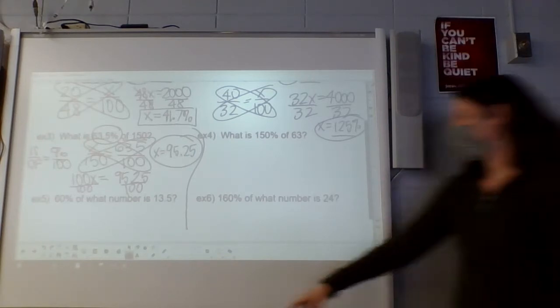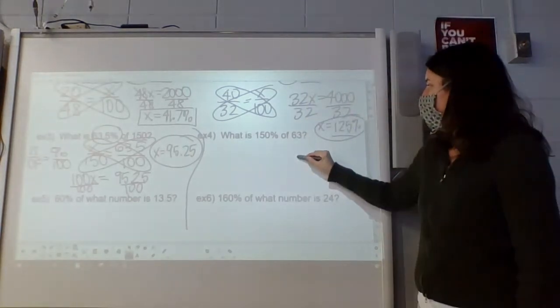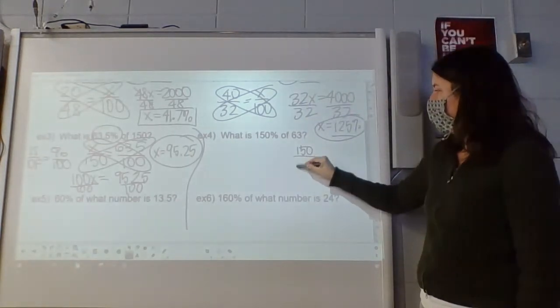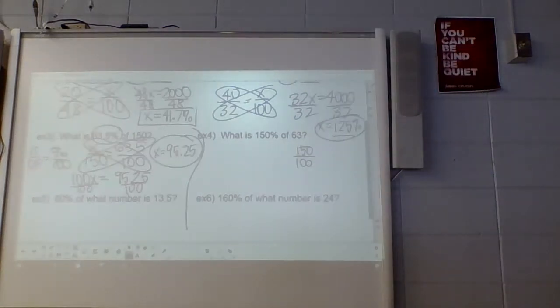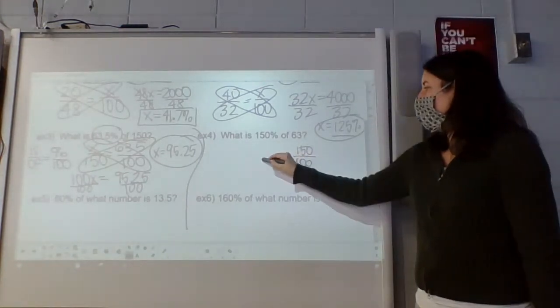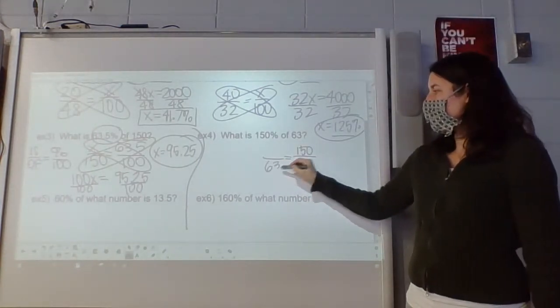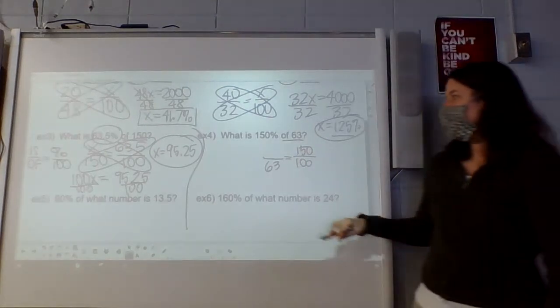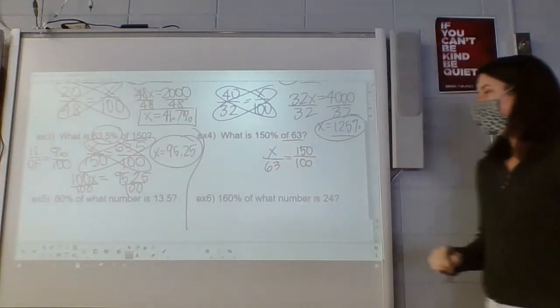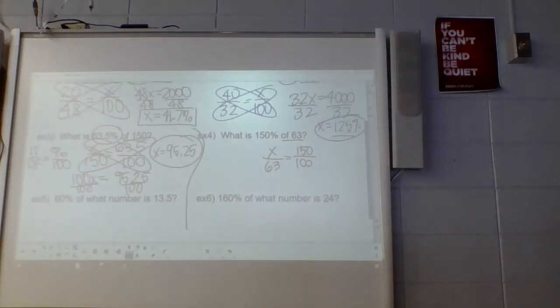So 150 is my percentage. So I'm going to put 150 over 100. Again, that over 100% idea is kind of something you have to let go. Of 63, so that means the 63 is going to go in the denominator because the of is over of. And then what is my x? It's my is.